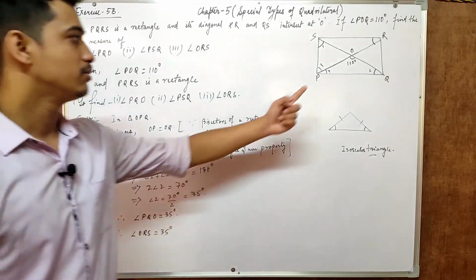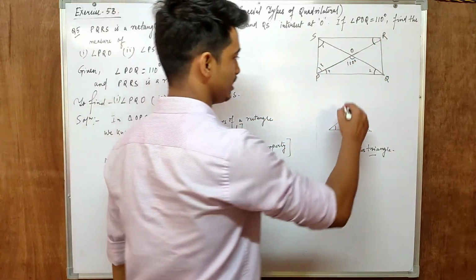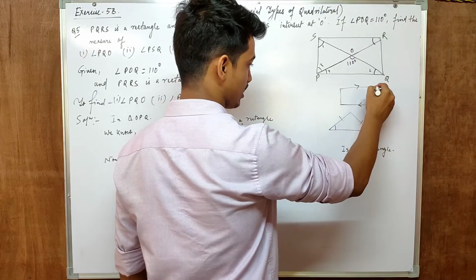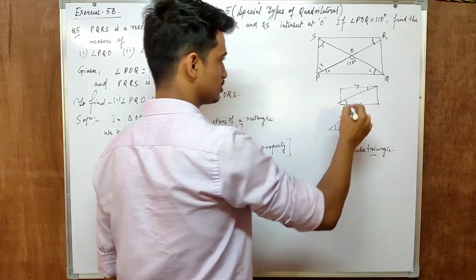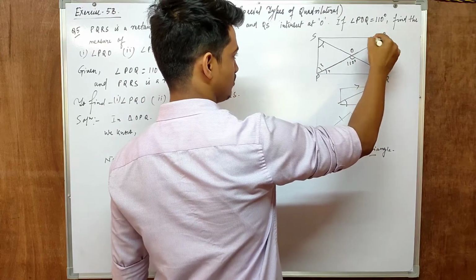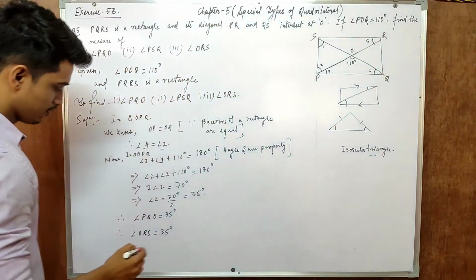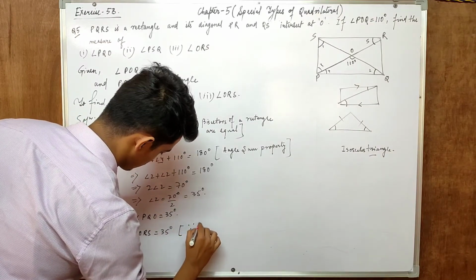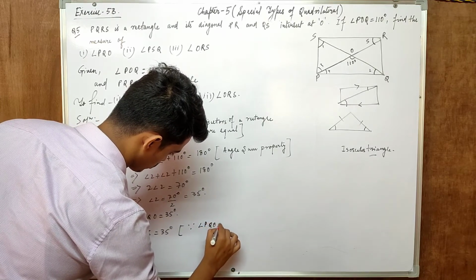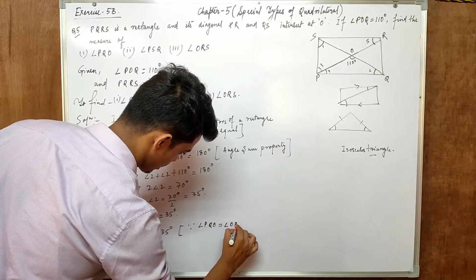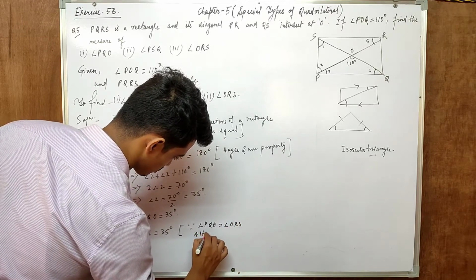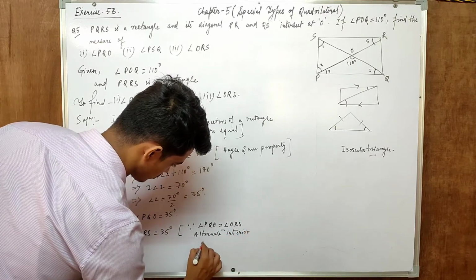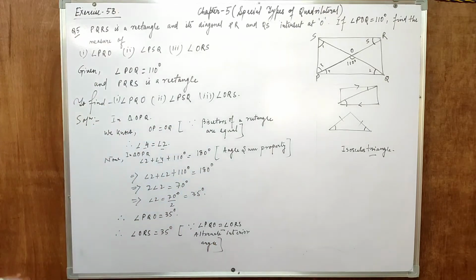Why is this happening? Because of alternate interior angles. We know that in a rectangle, the opposite sides are parallel, and this will be our transversal. So definitely this angle will be equal to this angle, that is angle 4 equal to angle 5, let's say angle 5. So therefore ORS equal to 35 degree. Why? Since PQO equal to angle ORS, alternate interior angles. You have to write all the reasoning as well. Alternate interior angle. So the first one is done.